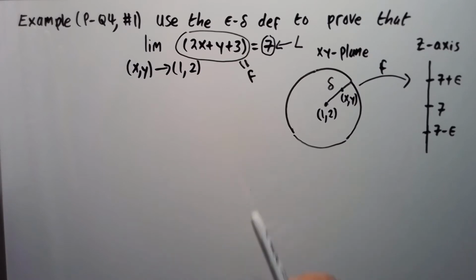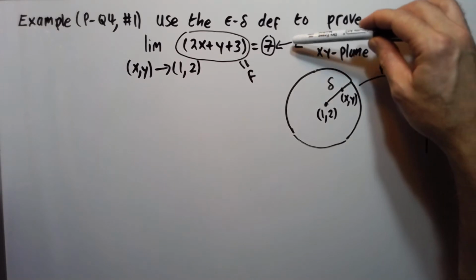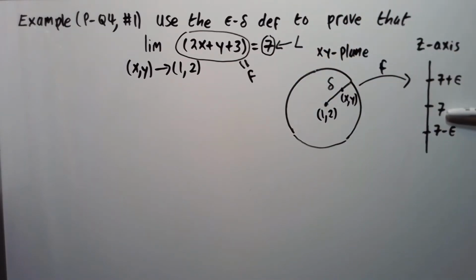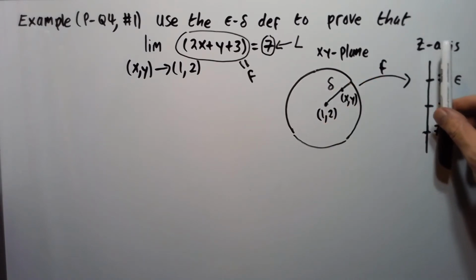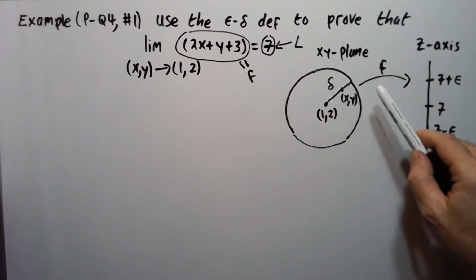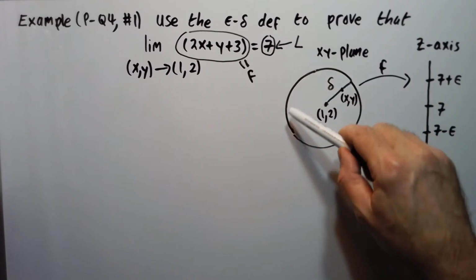So for the limit to exist, using the epsilon delta, delta is just some positive number. So 7 is what we're calling our L here. So if we look at 7 plus epsilon and 7 minus epsilon, this is in the z-axis here. You can think of it sticking up this way if you want, but I'm going to draw it here for easier seeing. And the circle's in the xy plane.